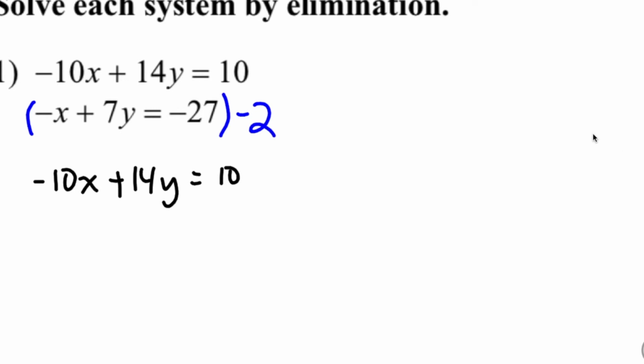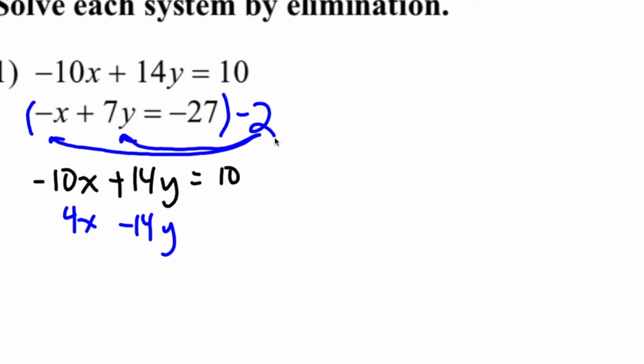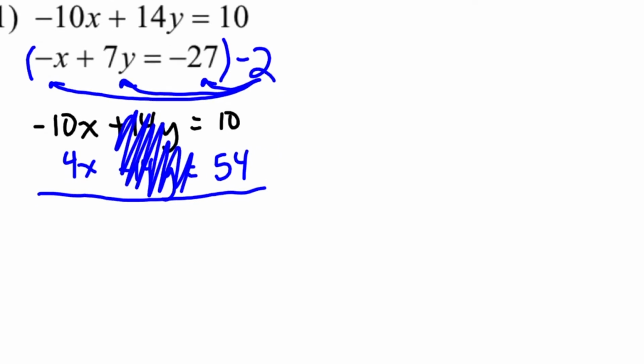The bottom equation will change. We're going to multiply this -2 through here. So I'll get a 4x minus 14y. Just keep multiplying this through here. And 27 times 2 gives me 54. So that'll be a positive 54. So 14y minus 14y is 0. These cancel out. 10x plus 4x gives me a -6x.